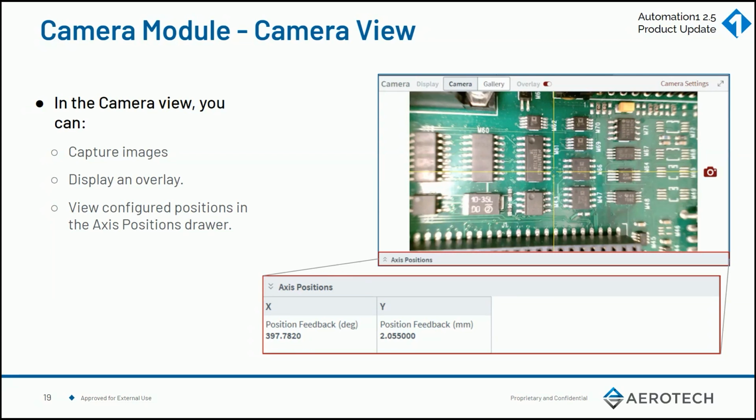Then down below on this axis positions drawer, I showed expanded in the visual call out here. You actually see the positions of the axes as well. And what's nice is that when you hit that snapshot, if these axes are set up, those positions get saved with the metadata of that snapshot, and you can use that later for different things programmatically.